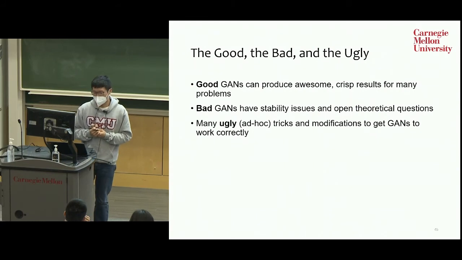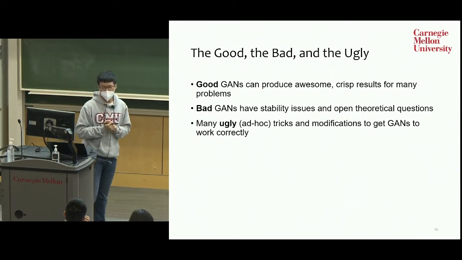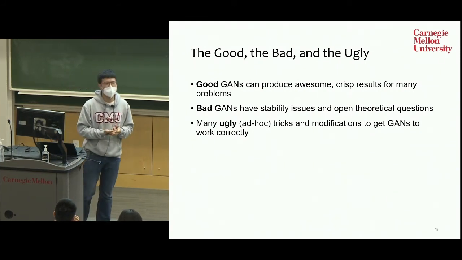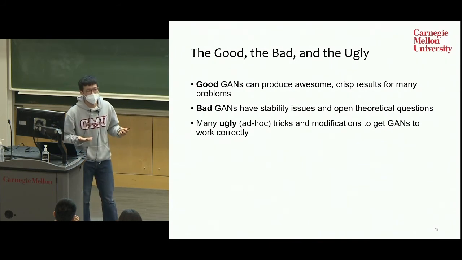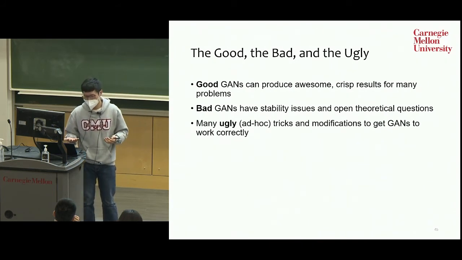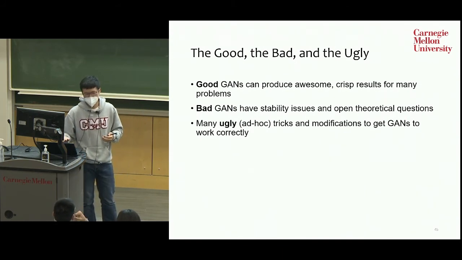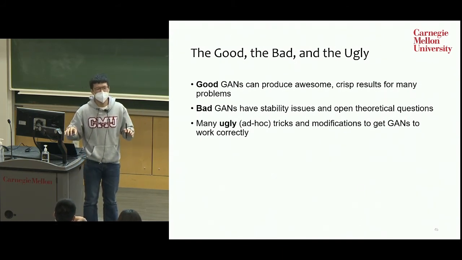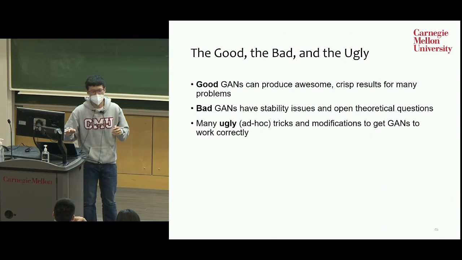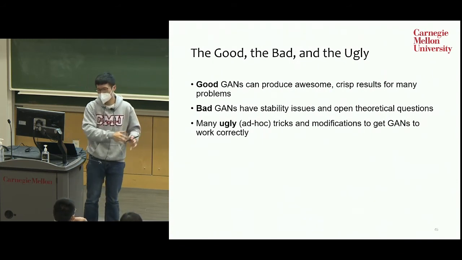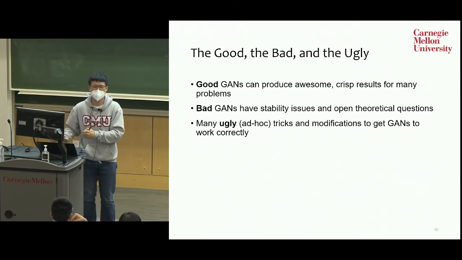So to conclude the theory portion of GANs, there's the good, the bad, and the ugly. The good: GAN can do wonders. The bad: GAN has stability issues and theoretical questions. And the ugly: we need many ad hoc tricks and modifications, as I've shown before, to get the GAN to train and work properly.